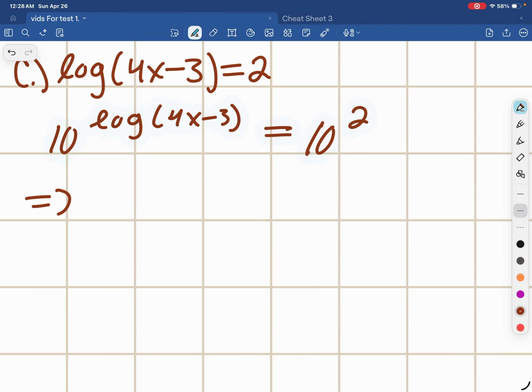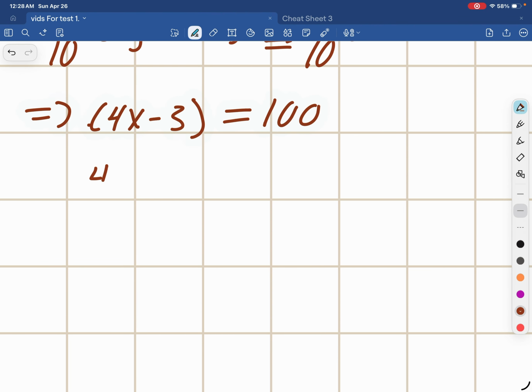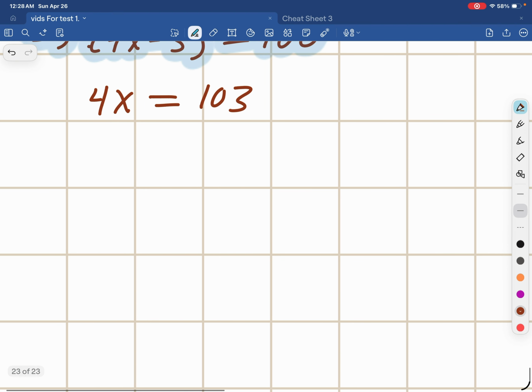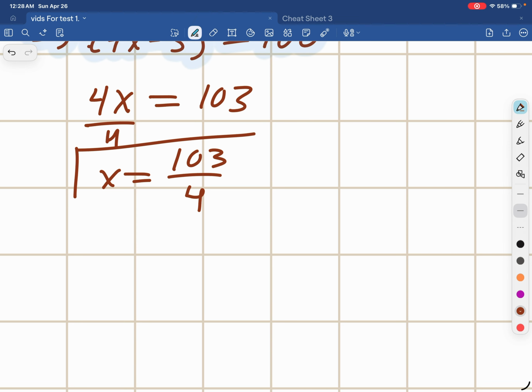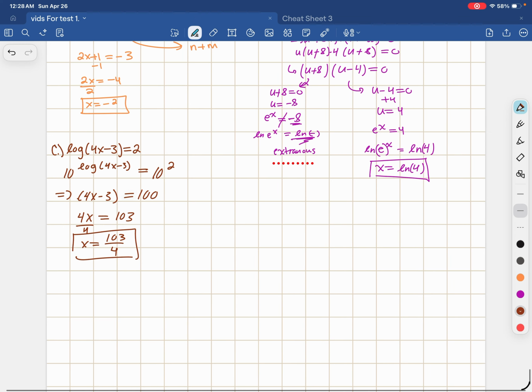Then in result, we'll get 4x minus 3 is equal to 100. And then we would solve normally. So we'll plus 3, 4x is equal to 103. And then divide by 4, x is equal to 103 over 4, which works perfectly fine. Amazing. That one was pretty straightforward.